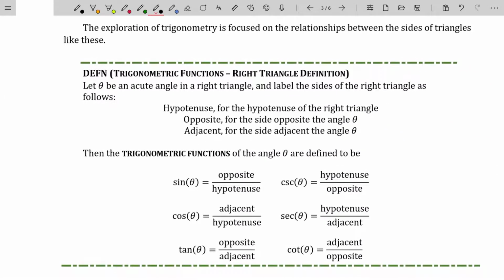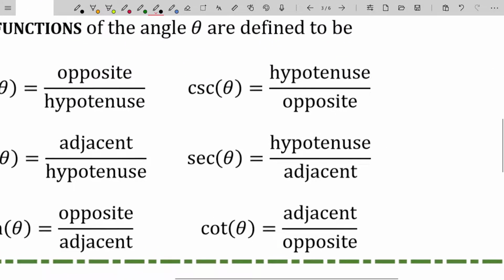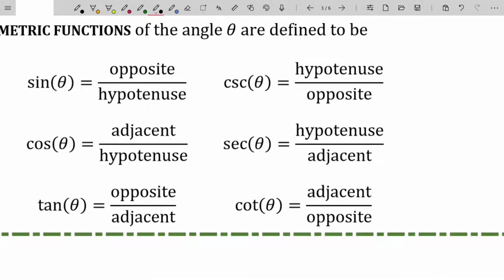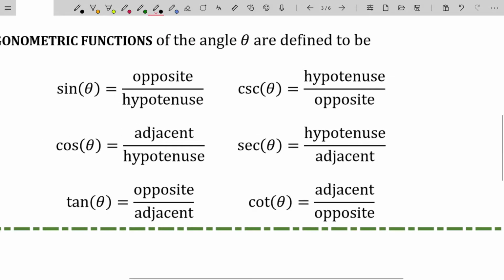Sine is opposite over hypotenuse. Cosine is adjacent over hypotenuse. Tangent of theta is opposite over adjacent. And then you have the reciprocal functions. We've already covered these in a previous video, but still. Cosecant, which is the reciprocal of the sine, cosecant of theta is hypotenuse over opposite. Secant of theta, which is the reciprocal of the cosine of theta, is hypotenuse over adjacent. And finally, cotangent of theta, which is the reciprocal of the tangent, is adjacent over opposite.